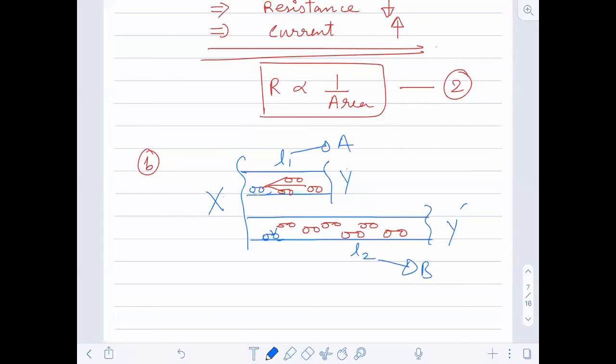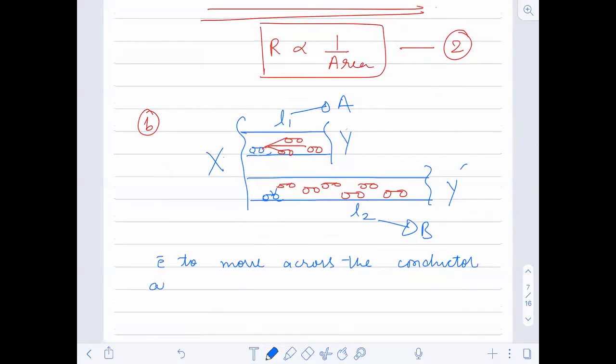So electrons to move across the conductor are offered resistive force more in case B. Because the length is the same, no? Number of free electrons, dear. Rajiv, number of free electrons.